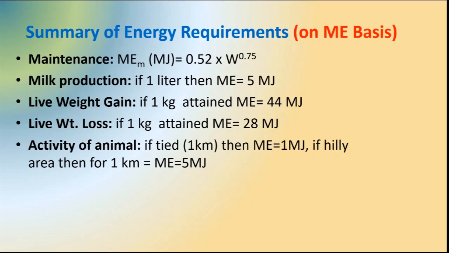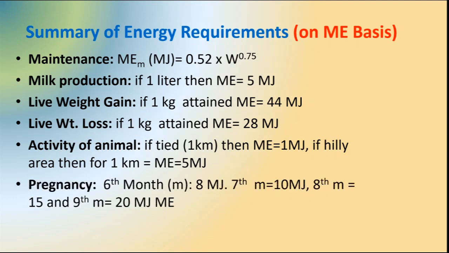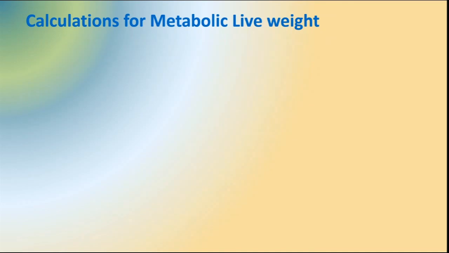So this tied animal is on the plain, where we are keeping the animal under tied condition. Pregnancy: during the 6th month, there is a requirement of 8 megajoule, 7th month 10 megajoule, 8th month 15, and in the 9th month 20 megajoule of energy. So these are the values for calculating the total nutrient requirement of an animal.